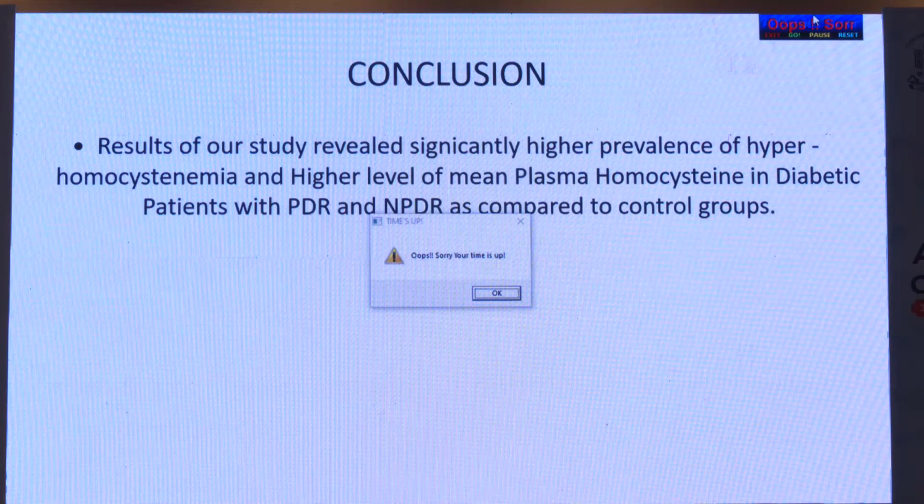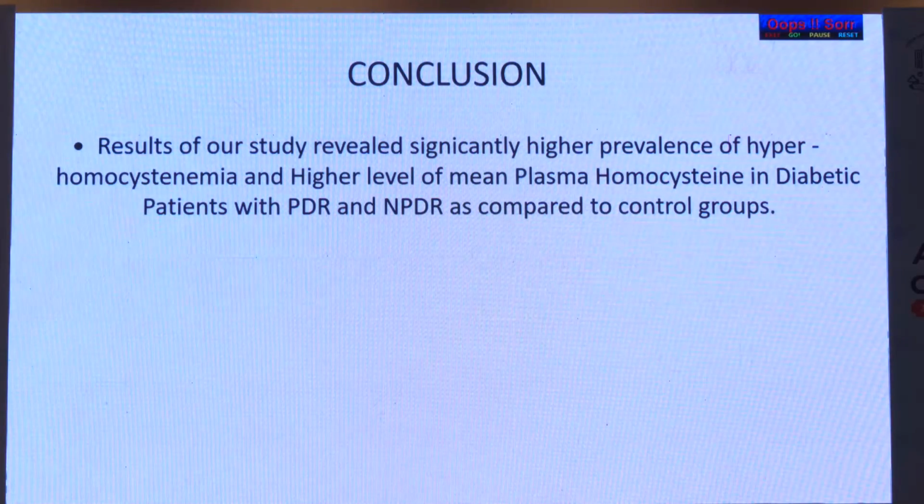So the conclusion is that the results of the study reveal a significantly higher prevalence of hyperhomocysteinemia and higher level of mean plasma homocysteine in diabetic patients with PDR and NPDR as compared to control groups.